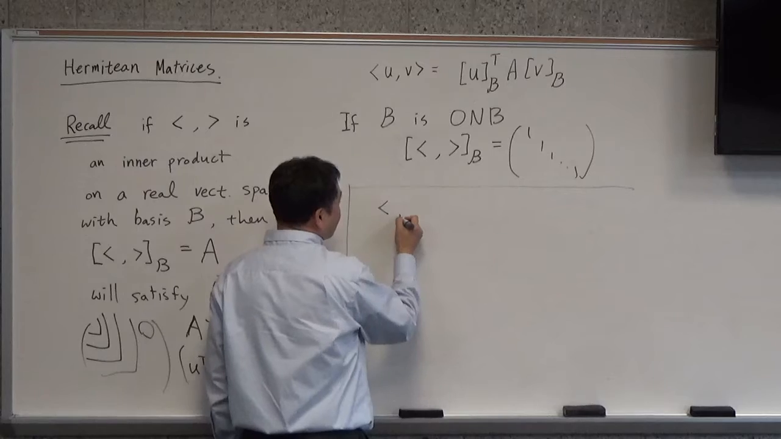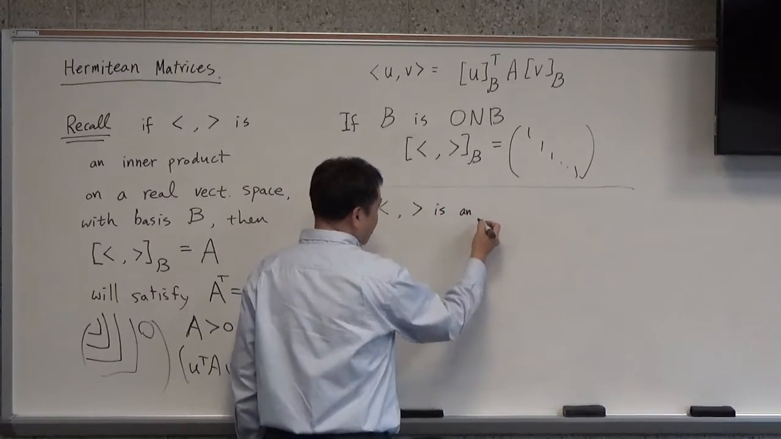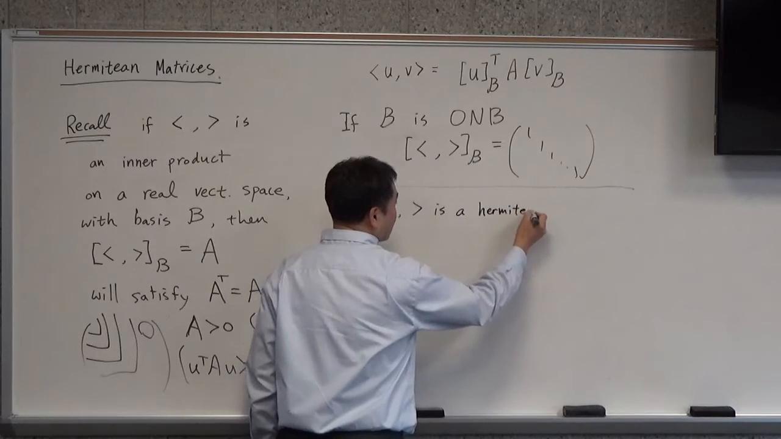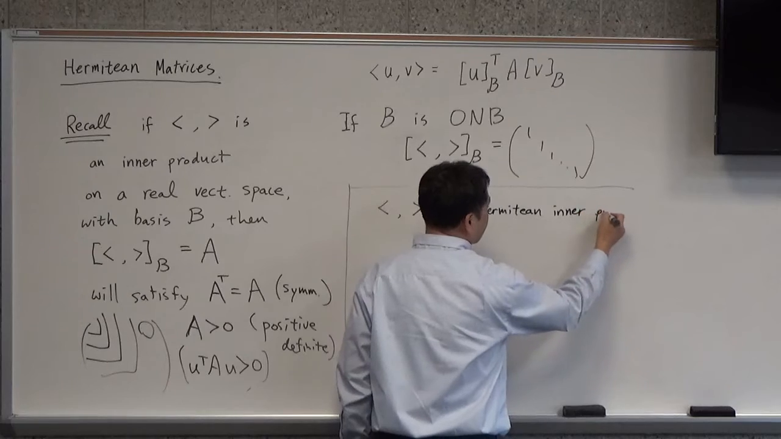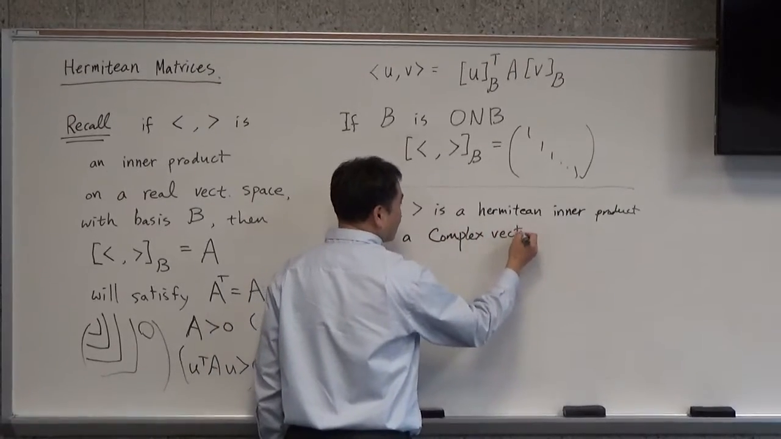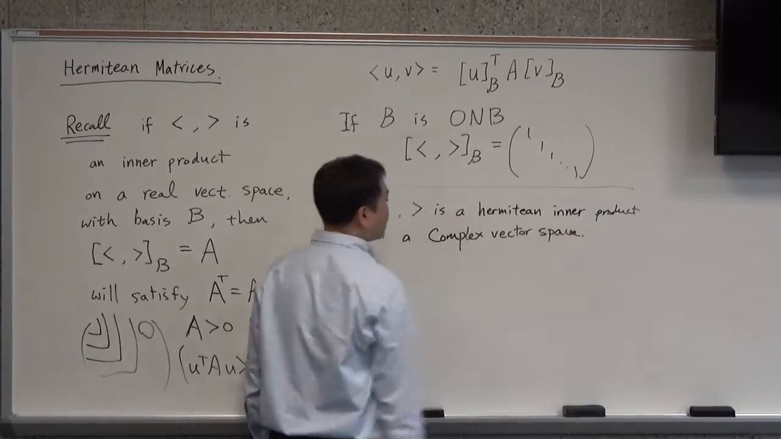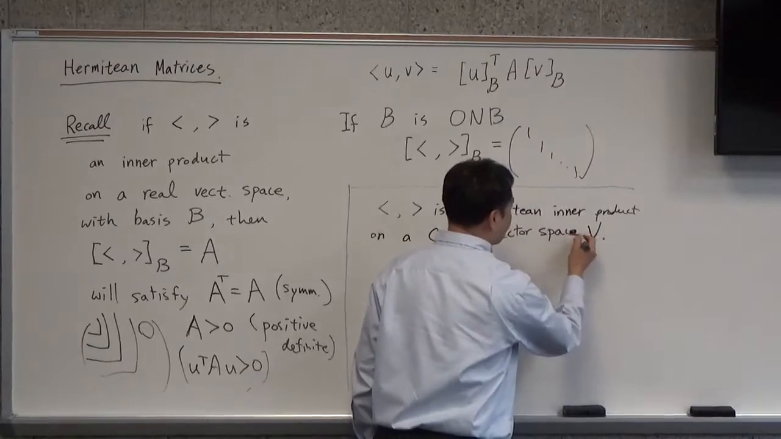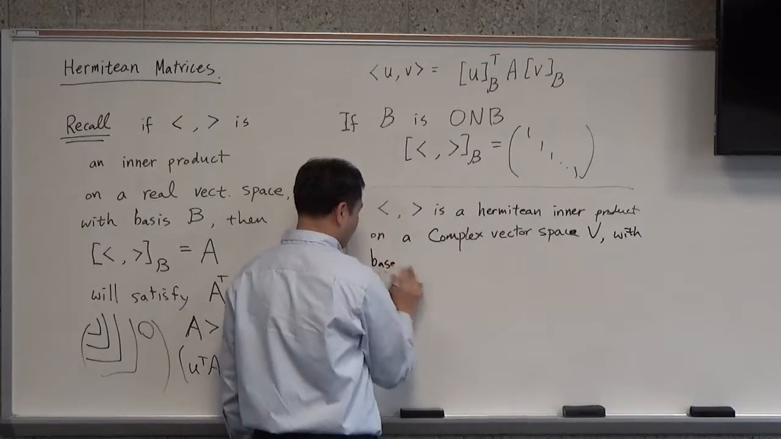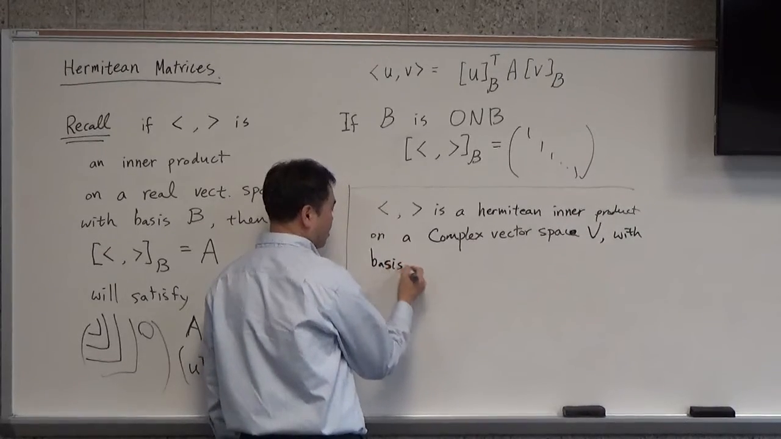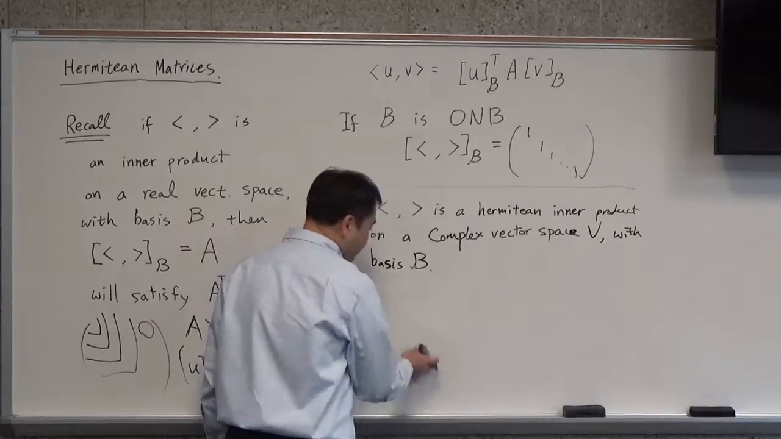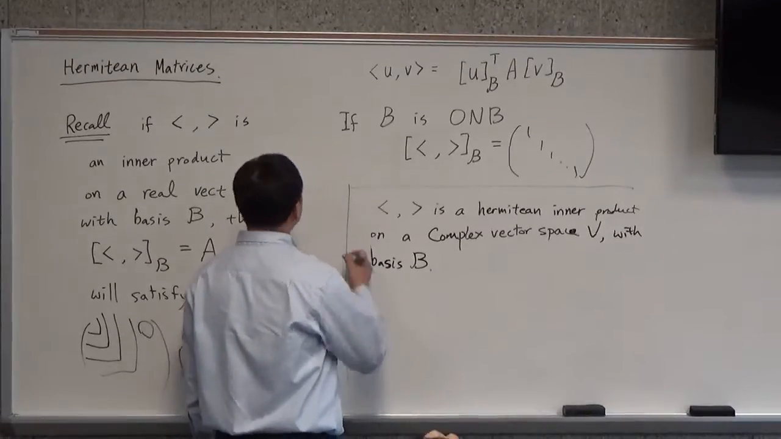Well, this time this is a Hermitian inner product on a complex vector space, say complex vector space V, with basis, again B. Then, maybe I haven't said here.